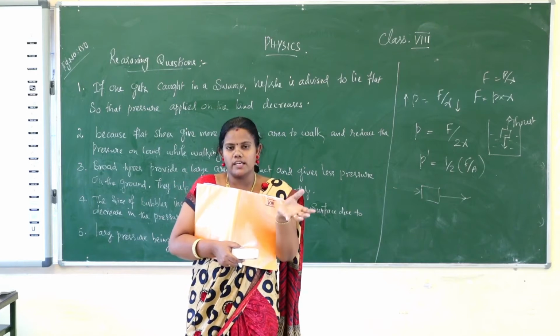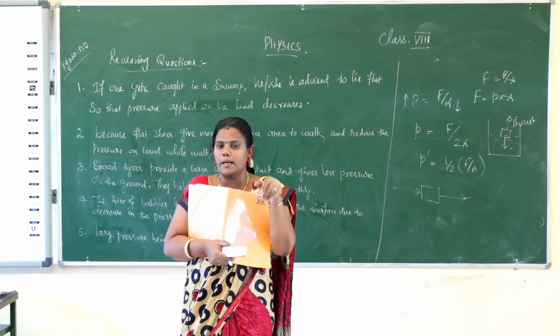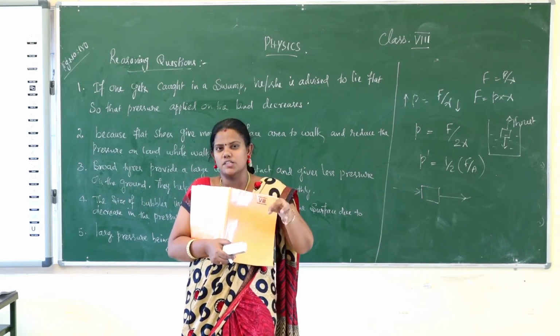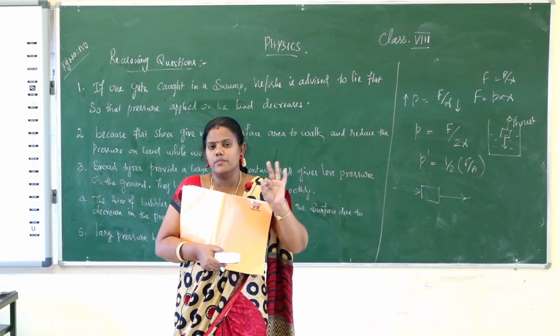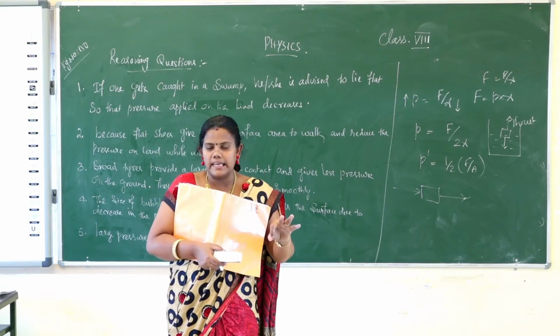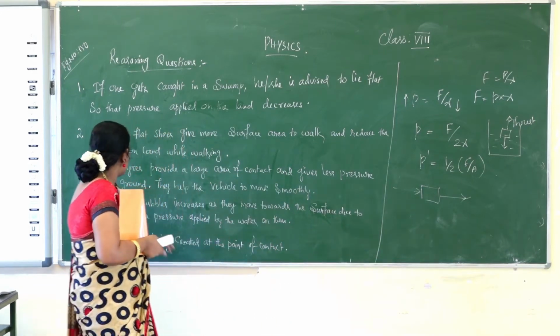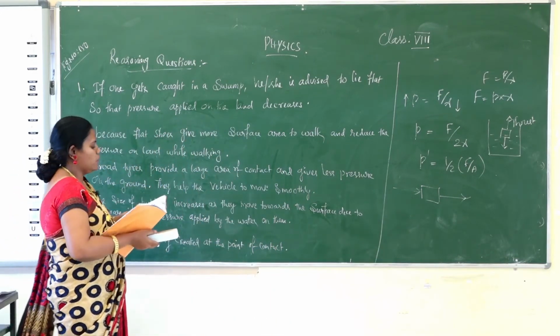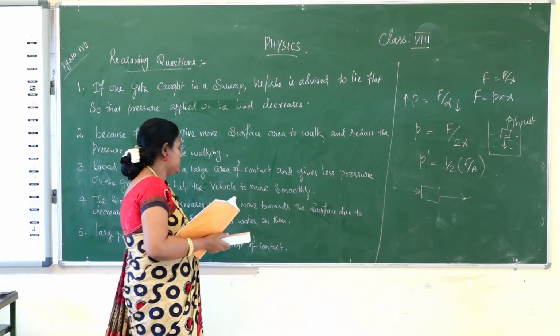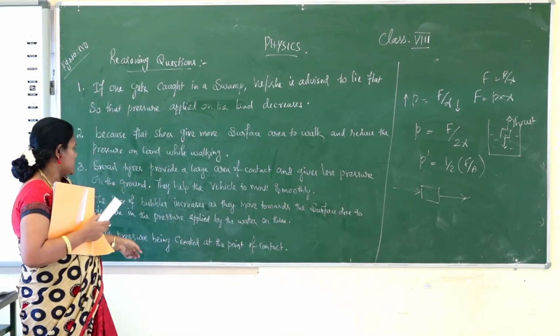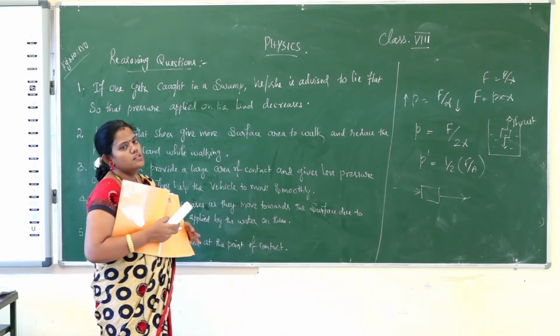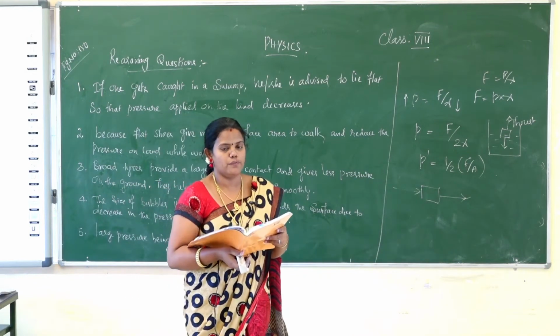So the area of contact will be low, and the pressure will increase. Automatically the nail will be easily inserted into the wooden board. So we always prefer an iron nail with a sharp edge. Okay, so that is the answer to the fourth one. And the fifth one: a large pressure is created at the point of contact. So this is the answer for the fifth question.